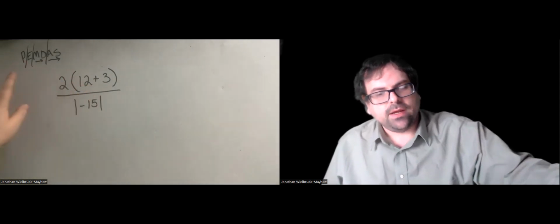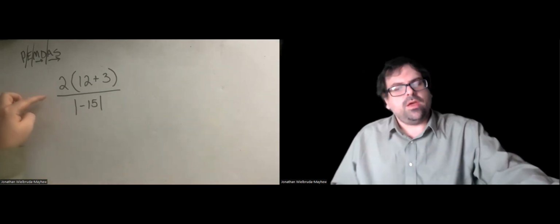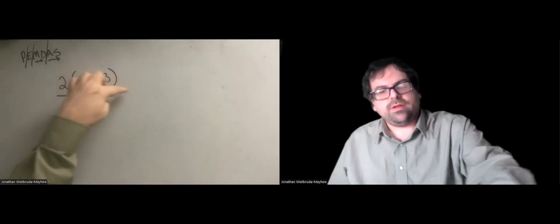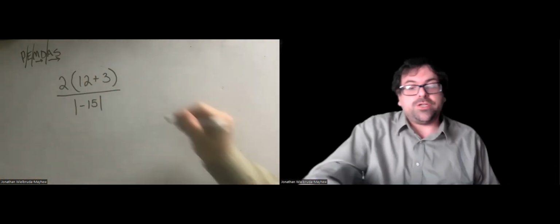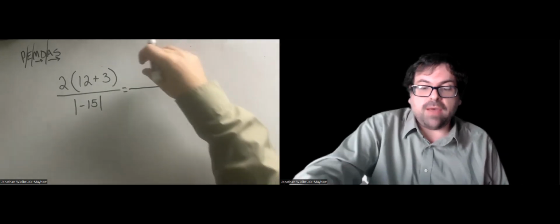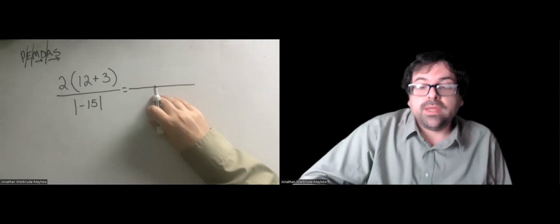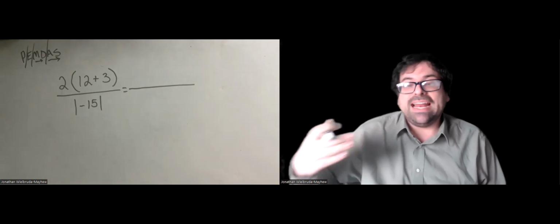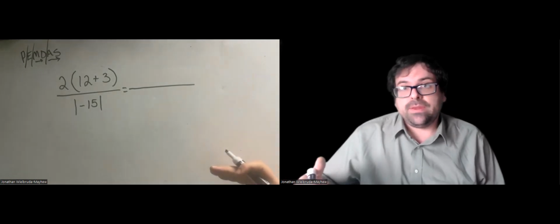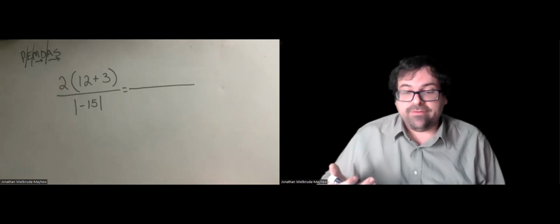Two times in parentheses 12 plus 3, all over the absolute value of negative 15. When we have it looking like a fraction, when we have a division bar, we treat the top as one problem, we treat the bottom as one problem, and once they're both simplified as far as they can go, we divide at the end. Or if it's not divisible, we reduce the fraction form that we have.